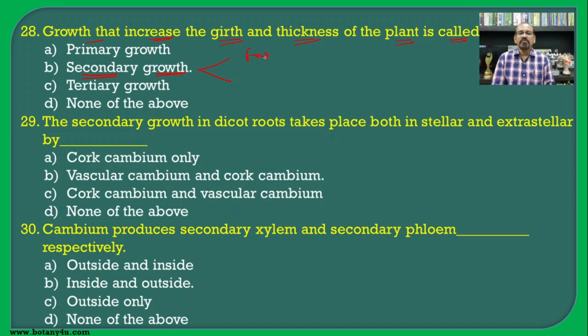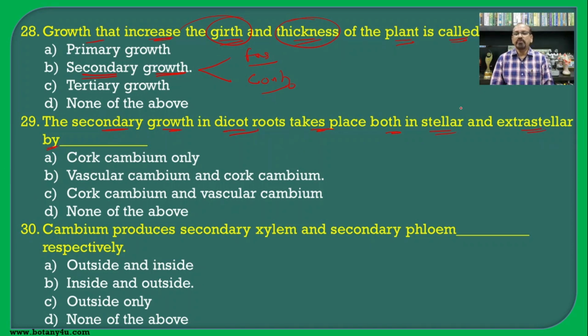of the fascicular cambium, and to the outer side, for the formation of the periderm, by the cork cambium. So these two different types of cambium are responsible for the increase in the girth or the thickness of the plants. Then the secondary growth in dicot root takes place both in stellar and extrastellar regions.